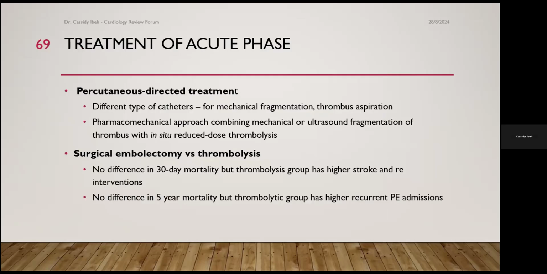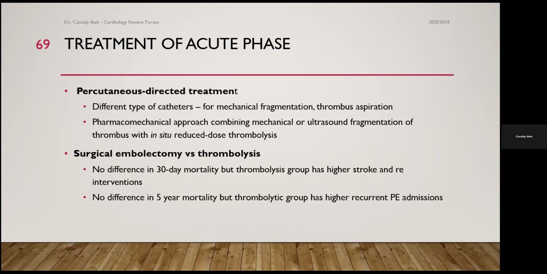Now, percutaneous catheter-directed treatment is also another method, using different types of catheters. It can actually be useful for mechanical fragmentation or thrombus aspiration, and you can also use a pharmacomechanical approach whereby you combine mechanical or ultrasound fragmentation of thrombus with in situ reduced dose thrombolysis. Now, also do a surgical embolectomy.